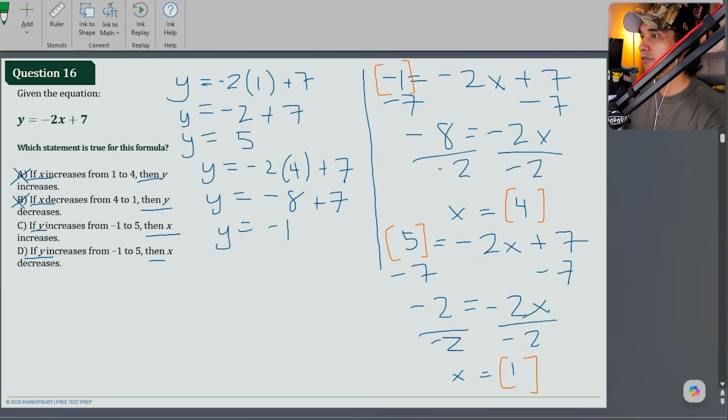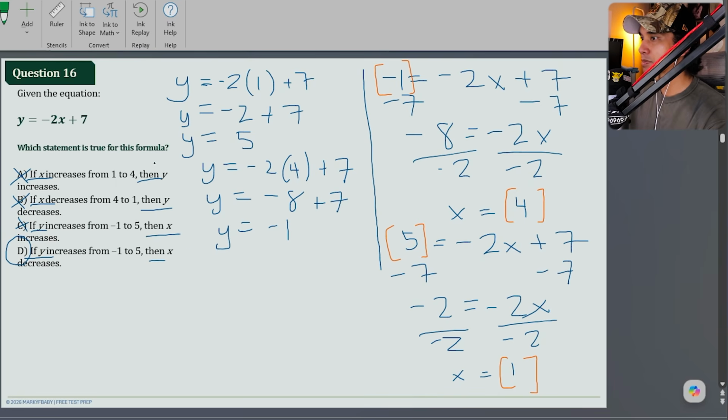Increase from negative 1 to 5, then x increases. Well, what happened to x? x actually decreased from 4 to 1. So C is wrong. If y increases from negative 1 to 5, then x decreases from 4 to 1. And that is true, confirming D as the correct answer.